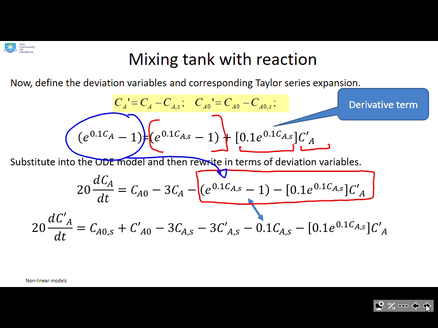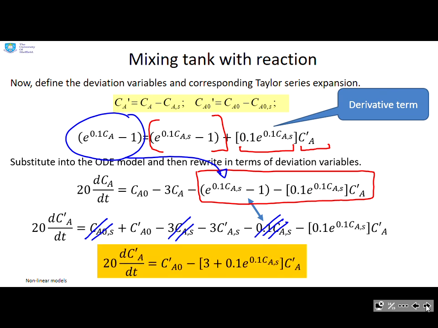Now I want to eliminate all common terms and rewrite it in terms of deviation variables. You'll recognize from the previous page that the steady state terms here all cancel because we did that on the previous page. So if you do that cancellation, then you find that your model reduces to this simple form. And again, you'll notice this term in here is written in terms of the steady state value, so it's a constant. So now I have a simple differential equation with constant coefficients expressed in terms of deviation variables.